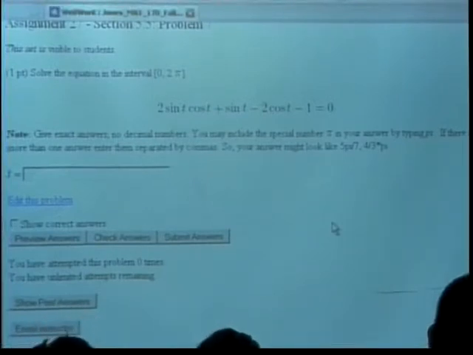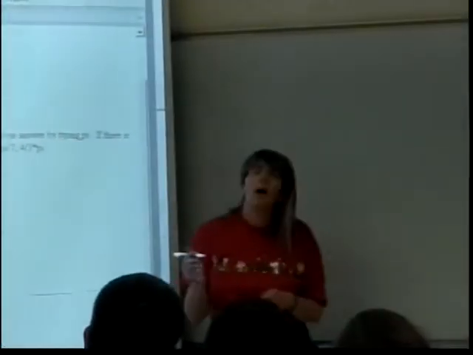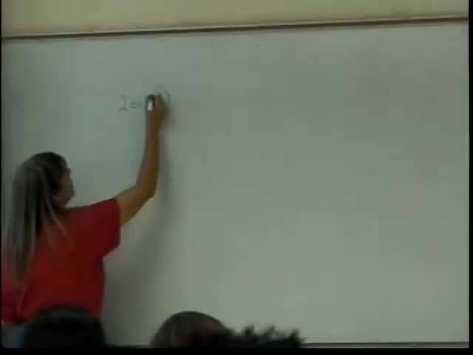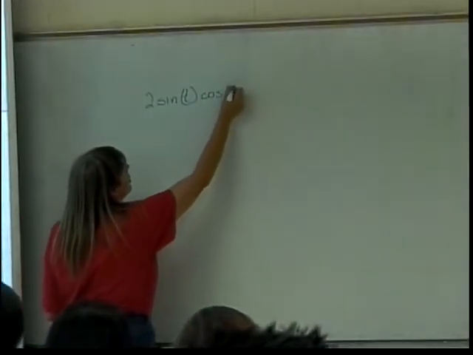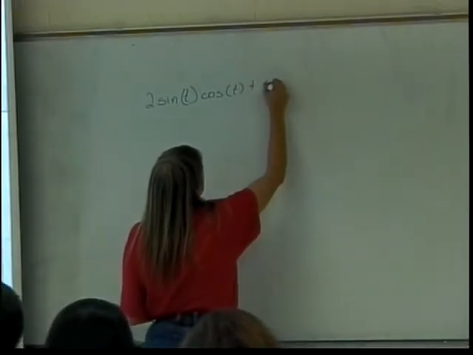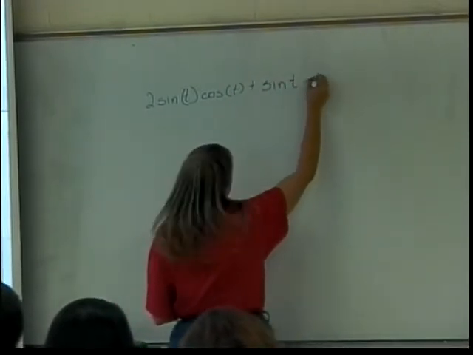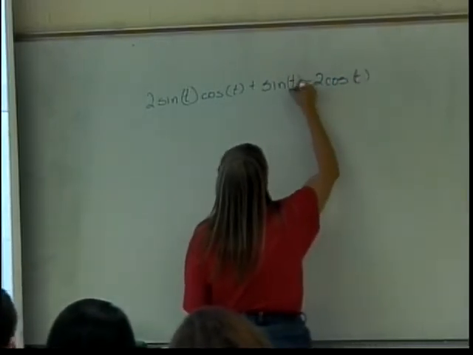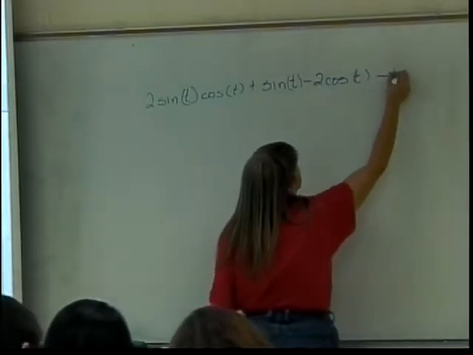So what do we have? I have 2 sine of t cosine of t plus sine of t minus 2 cosine of t minus 1 equals 0.